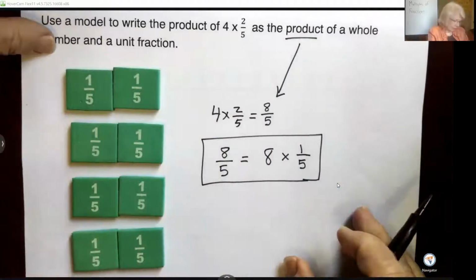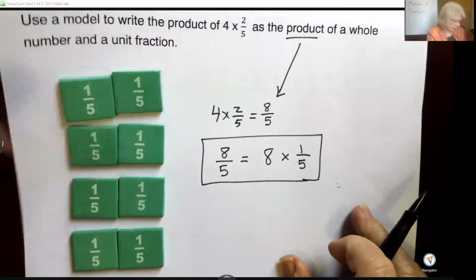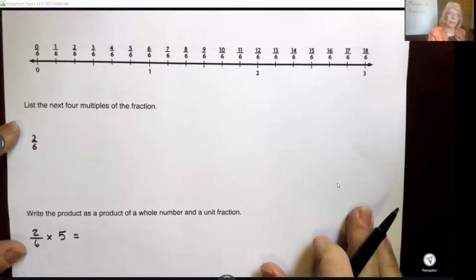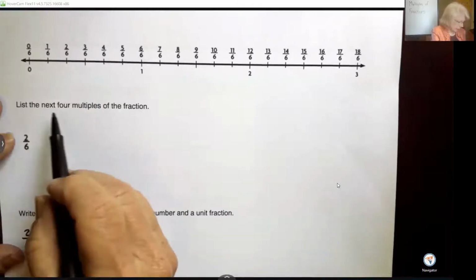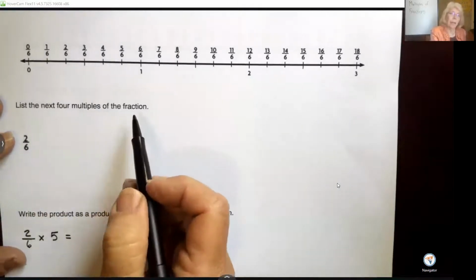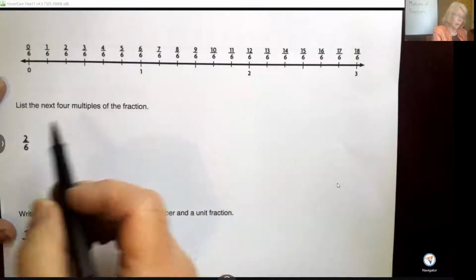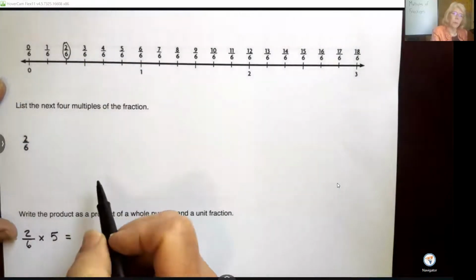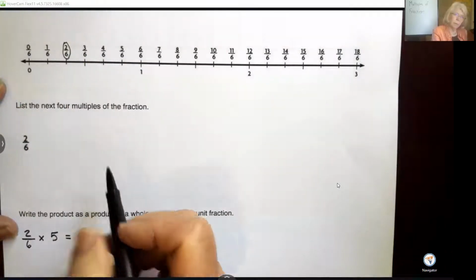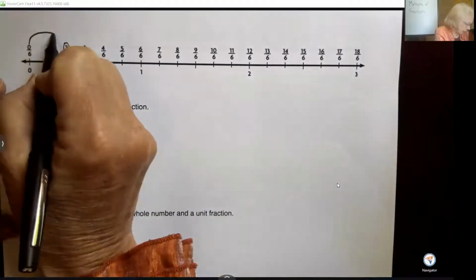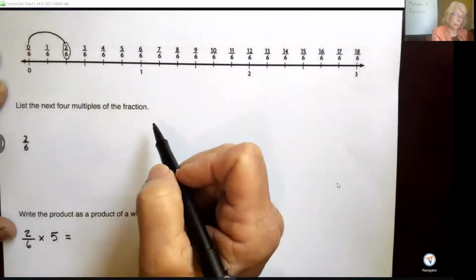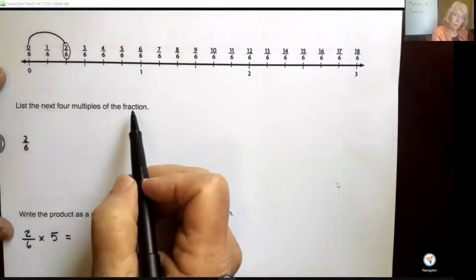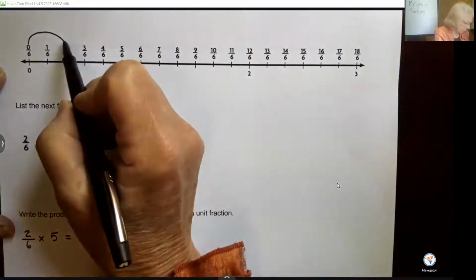Okay, let's go on and look at some number lines as a different way to do this type of work. Okay, so with the number line, it asks us to list the next 4 multiples of the fraction. So this is how this works. Our fraction is 2/6, which is right here. So to do multiples of that fraction, that means we're going to do hops on our number line, each one being 2/6. And so we need to do the next 4 multiples. So we're going to hop 4 more times.